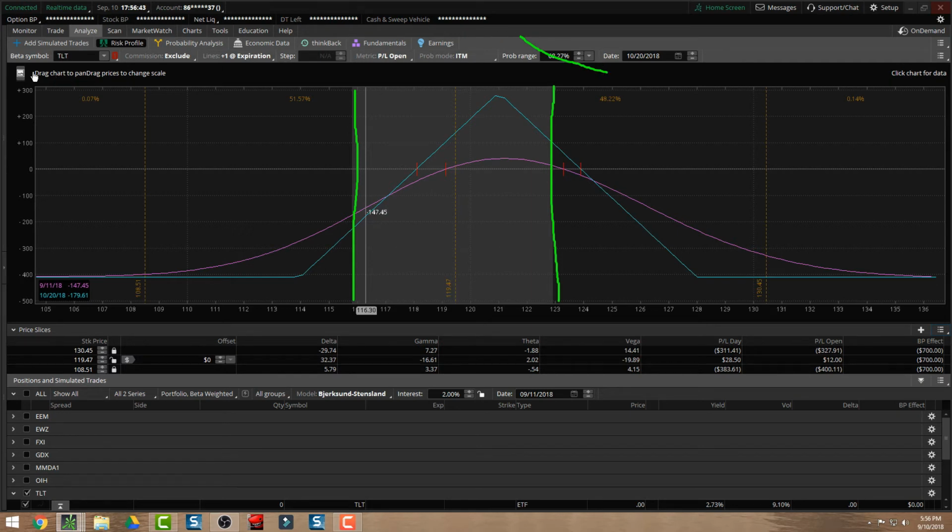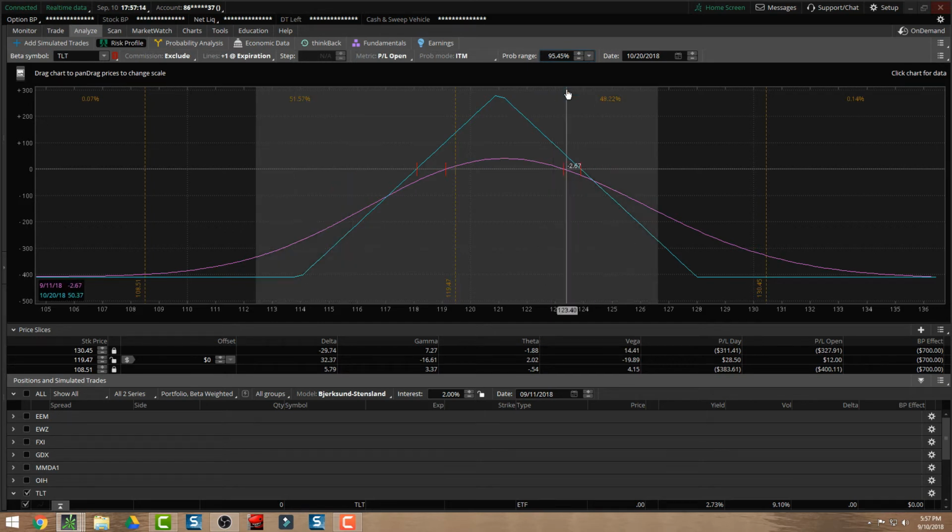I'm sorry, you can see that right up here at the top. 68.27. So our expected 1 standard deviation move, 68.27. Now if we came in here and we click a 2 standard deviation move, you can see that it widens those out to a little bit farther out.